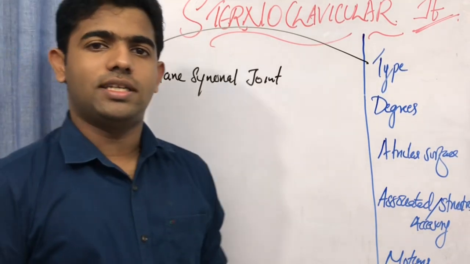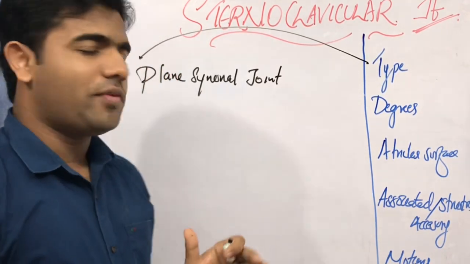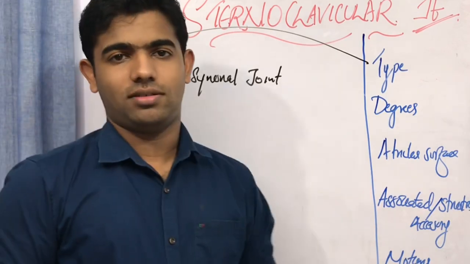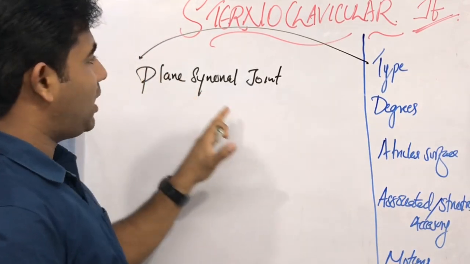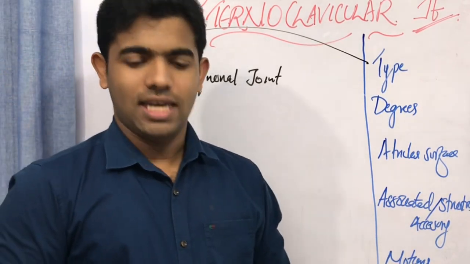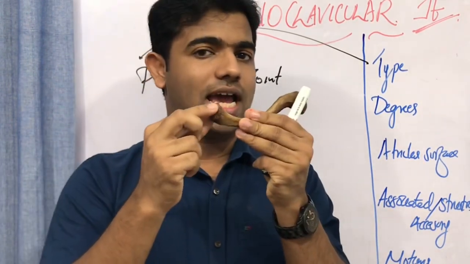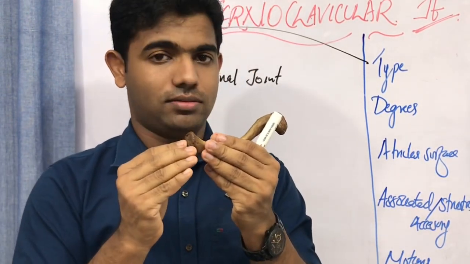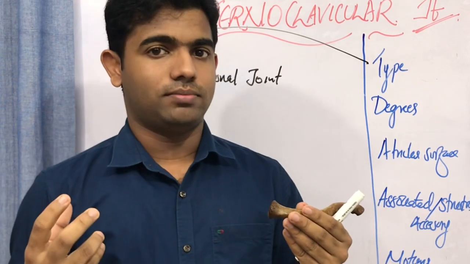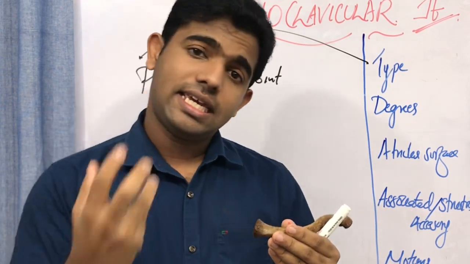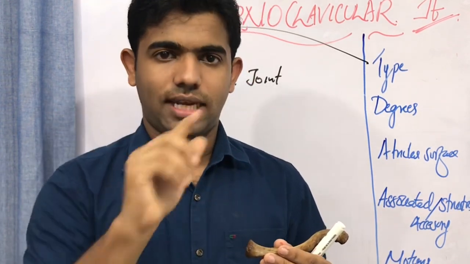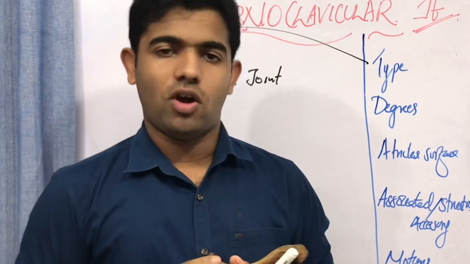Here comes the difference. If you Google it, you will find out that the sternoclavicular joint is a saddle joint. But I told you it is a plain synovial joint. Why? It is true that the articular surface of the clavicle, that is the medial end of the clavicle, as well as the manubrium of the sternum, is a bit of a saddle shape. That means it's reciprocally concave-convex.